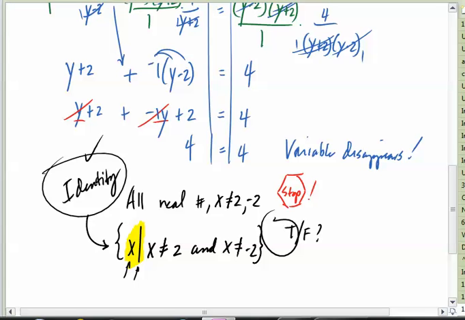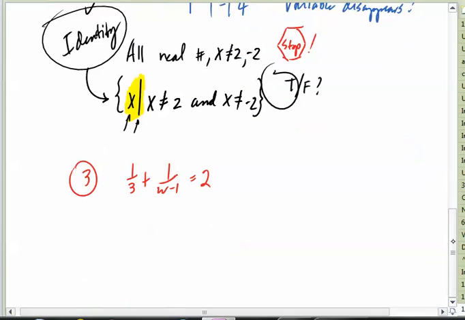You can use any x except for a 2 and a negative 2. Ooh, glad I remembered about that. All right, again, this third example, I look at this problem and I realize that if I get a w as a 1 in my solution set, I'm going to have to toss it because that would be undefined, and we can't have an equation with an undefined situation in it.